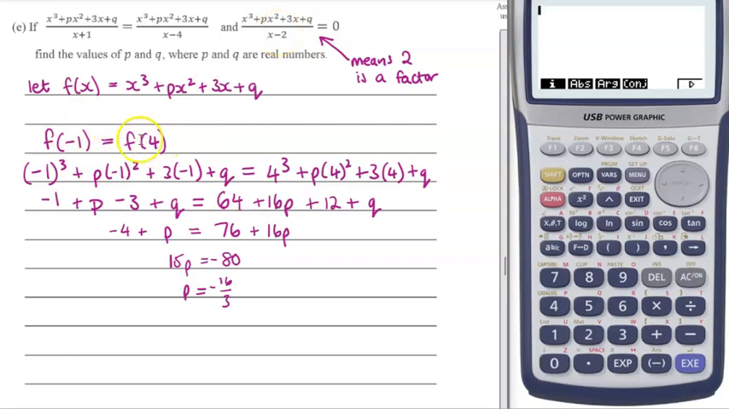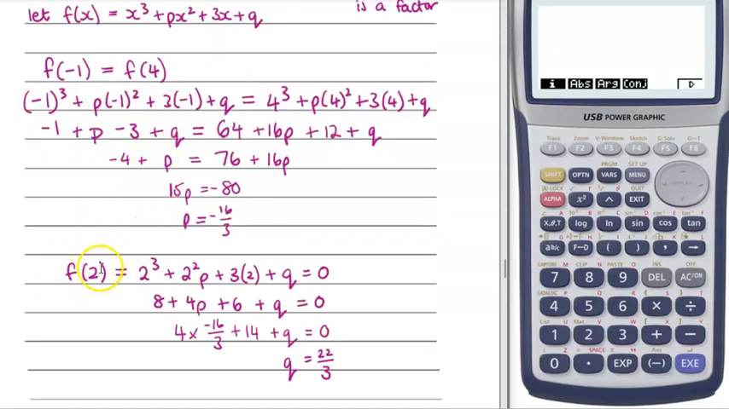So this bit was using remainder theorem, and now we're going to couple it with factor theorem. That means if we put 2 into that equation, it's equal to 0. So we work that through. We already know what P is because we worked it out up here. So we substitute that in and we can work through what Q is. So Q is 22 over 3.